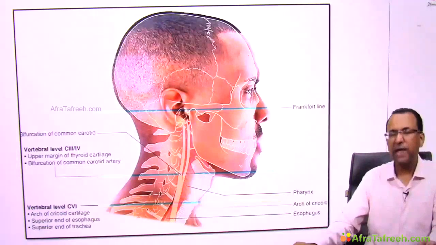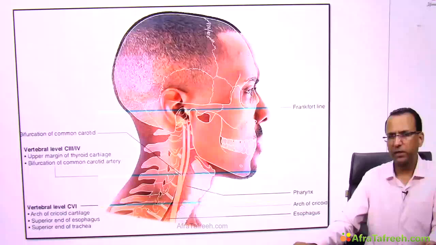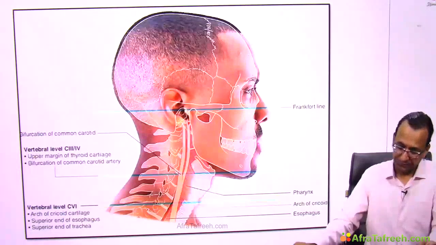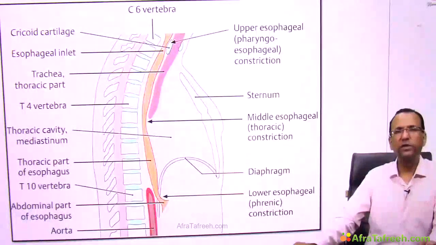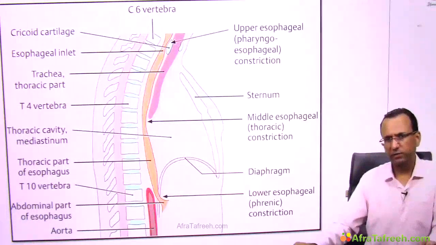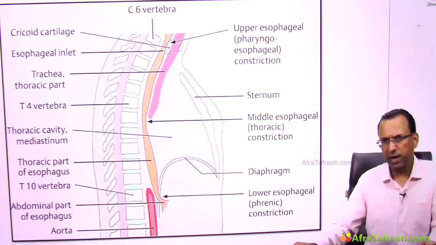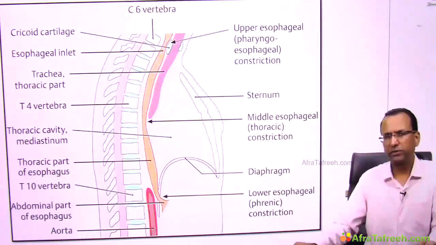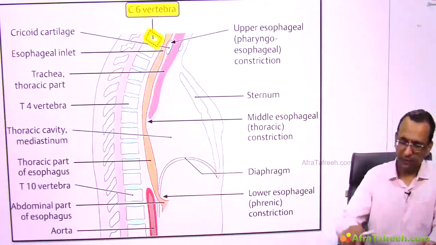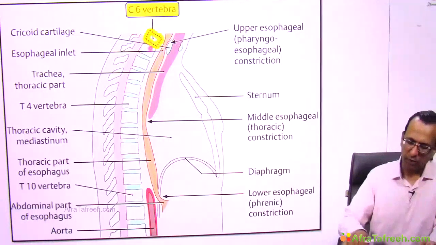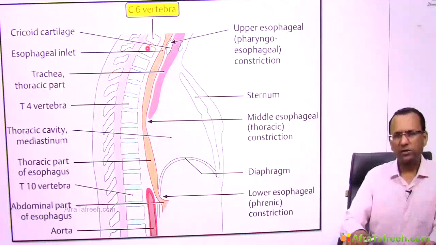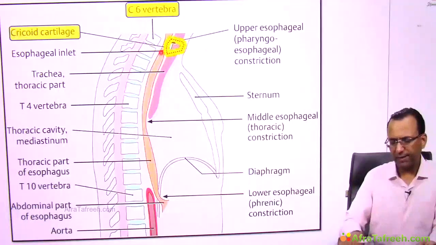That is the landmark which you have to remember, and this is the diagram which will again take you there. The lower border of C6 vertebra again. What is happening there? That is where you have the cricoid cartilage of the larynx, the lowermost cartilage of the larynx.